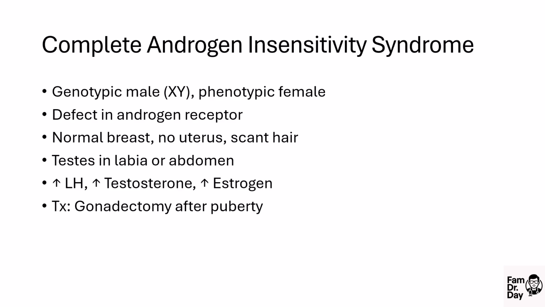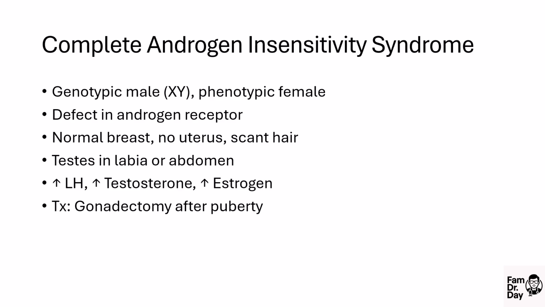estrogen, but they lack a uterus or upper vagina due to AMH secreted by Sertoli cells. Axillary and pubic hair are scant or absent because androgens drive hair growth, and the receptors don't work. Since they're XY, they have testes, but they're usually found undescended in the labia or abdomen.